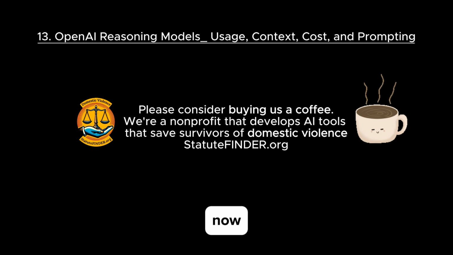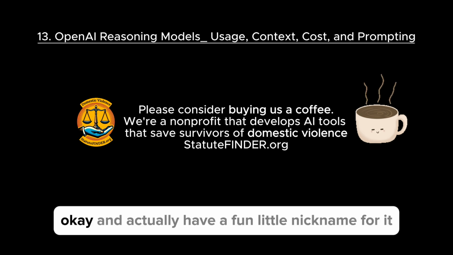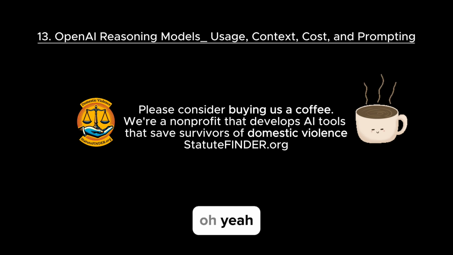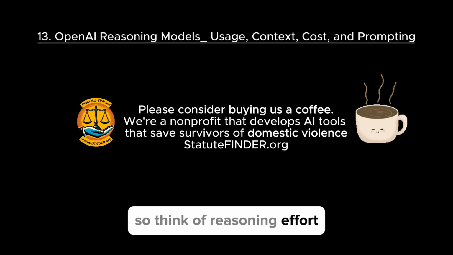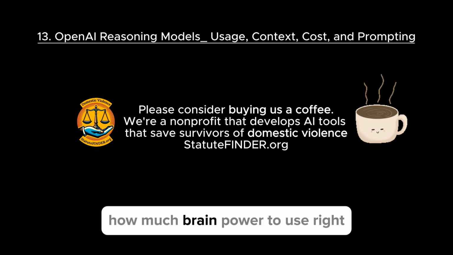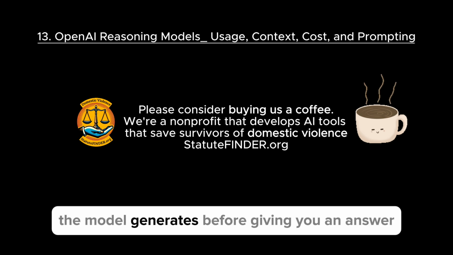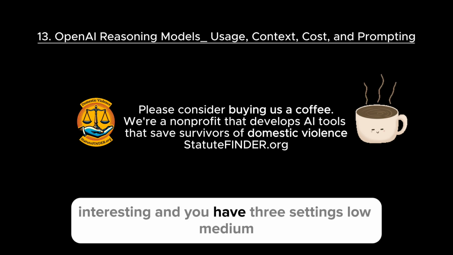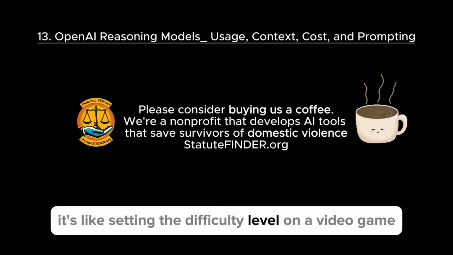Now, the document mentions something called the reasoning effort parameter, and they actually have a fun little nickname for it. They call it juice. What exactly is this juice and how does it work? Think of reasoning effort like a dial that you control. You're basically telling the model how much brain power to use. So it determines how many reasoning tokens the model generates before giving you an answer. And you have 3 settings: low, medium, which is your default setting, and high. So it's like setting the difficulty level on a video game.